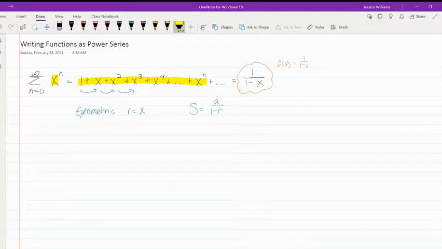So our goal today is to take functions that are not polynomials and write them as polynomials. We can do it with anything. Not today. Eventually we can do it with anything. But that's what we're doing.